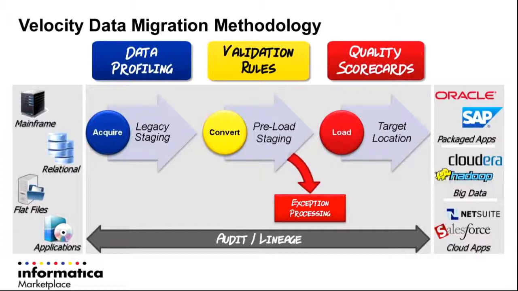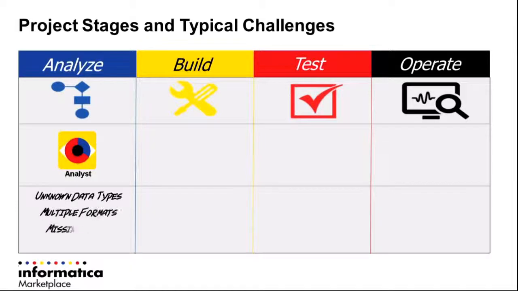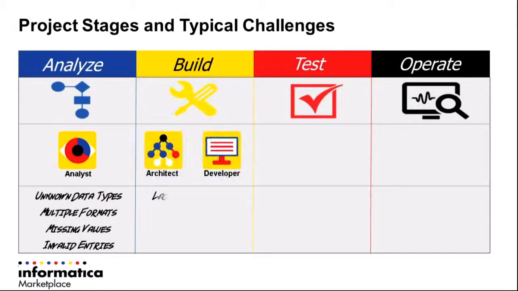If we look at a deeper dive into the project stages of a data migration and the typical challenges faced by Informatica customers, it really is a whole host of things. Starting with the analyze phase, an analyst is going to be conducting this phase, and they'll run into challenges like unknown data types, multiple formats for the data, missing values, invalid entries, a whole host of problems you run into with source data. When you get into the build phase, an architect and a developer are the key players, and there's a lot of lack of automation. You're doing the same things over and over again when building out your data migration project, and this can be a very time-consuming phase of the overall project.